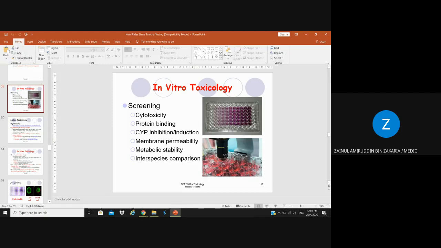Okay, you want to see metabolic stability, whether there is changes in metabolism. Okay? And then interspecies comparison. Okay? Because you have different type of cell. So you can do that using in vitro toxicology.